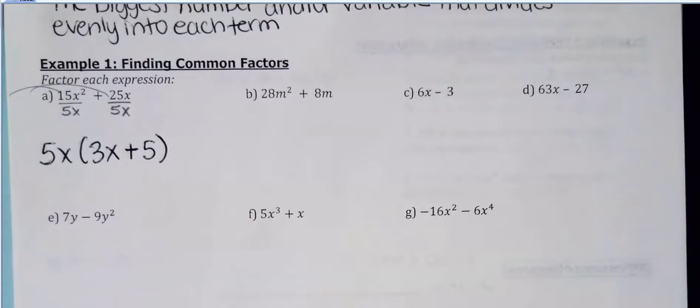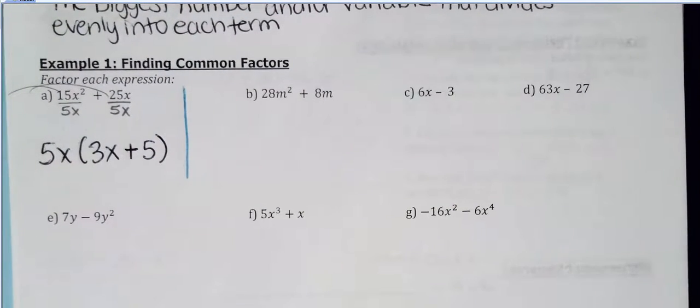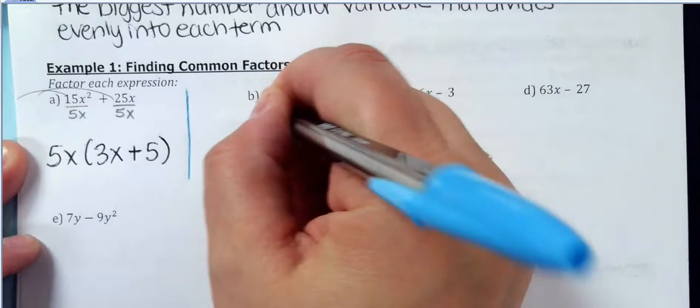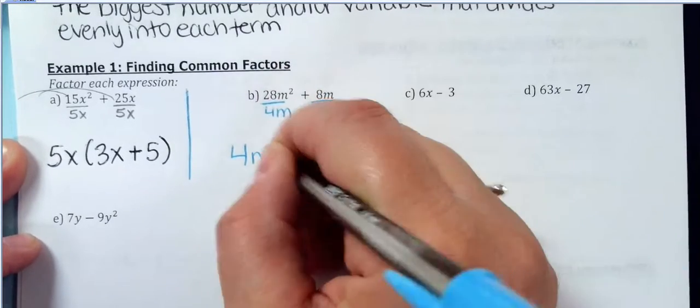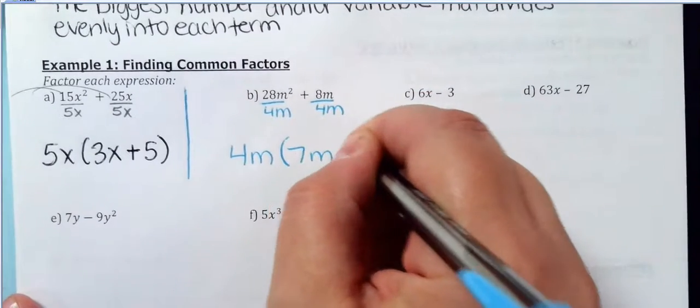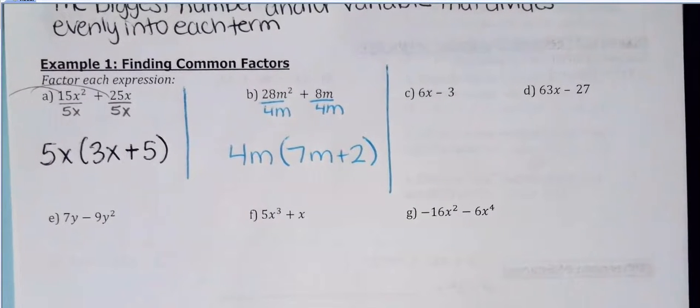Okay, so let's look at the next one. If I have 28m squared plus 8m, can you tell me the biggest number and or variable that would go into both of those? Okay, so 4m. Okay, so if I divide that and take that out in front, what would you have left over? 7m plus 2. Perfect. Okay. What about 6x minus 3? What could I remove from those two terms?